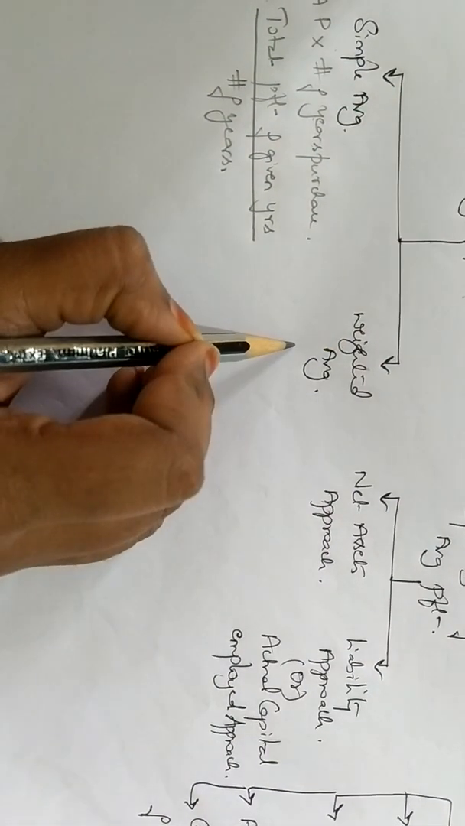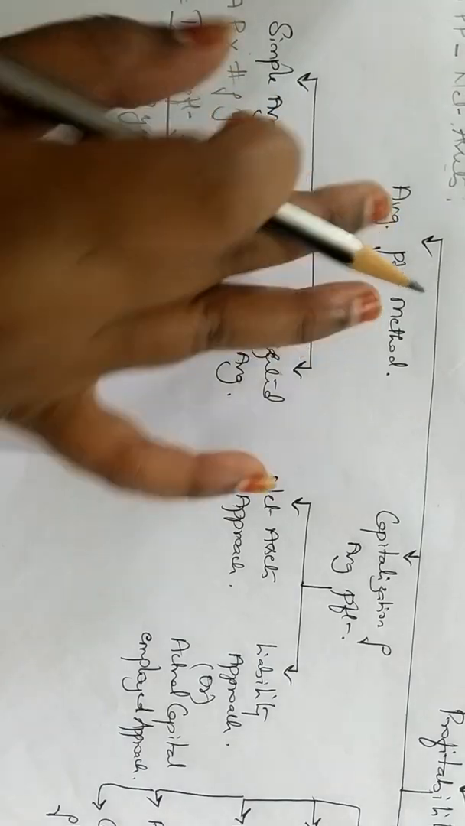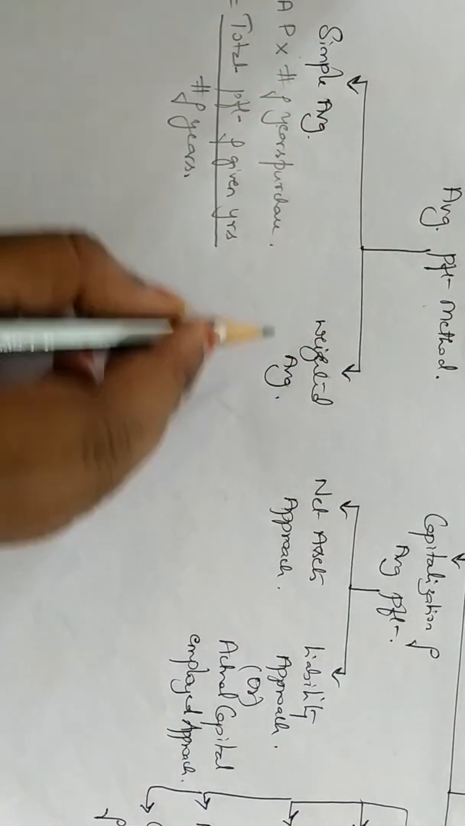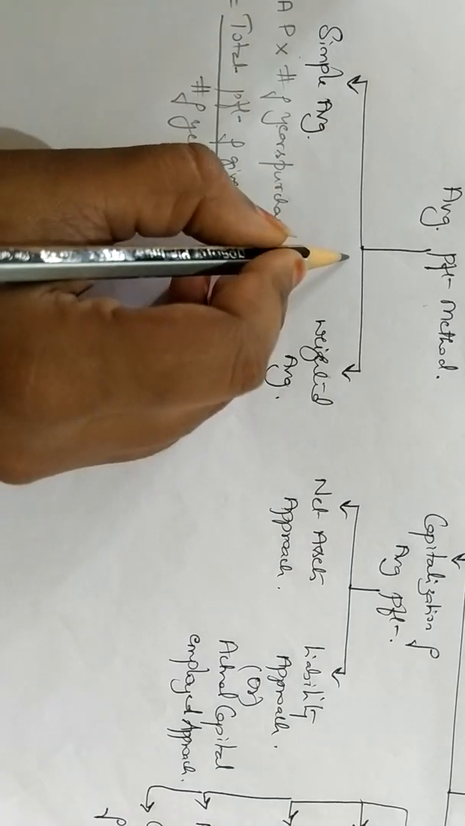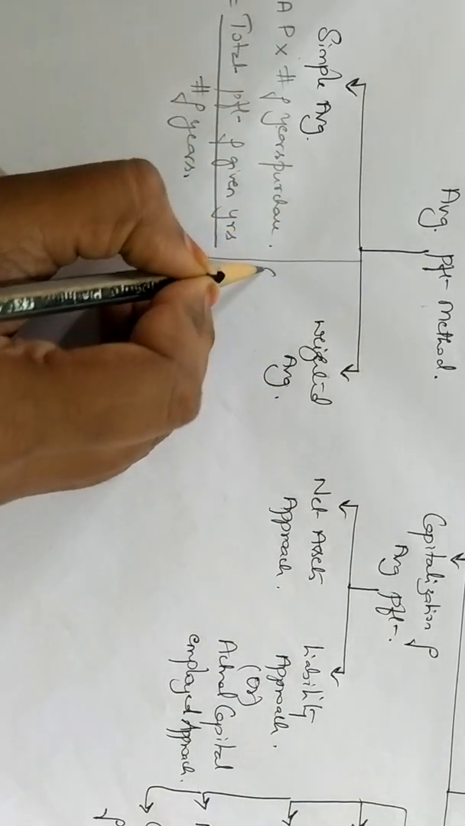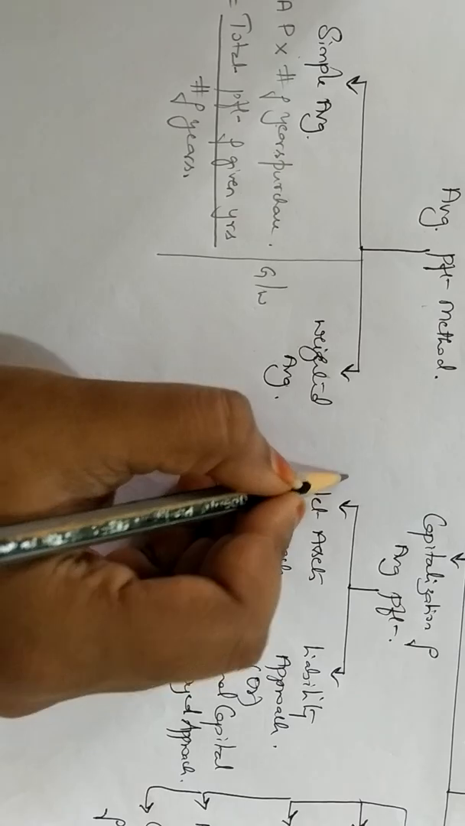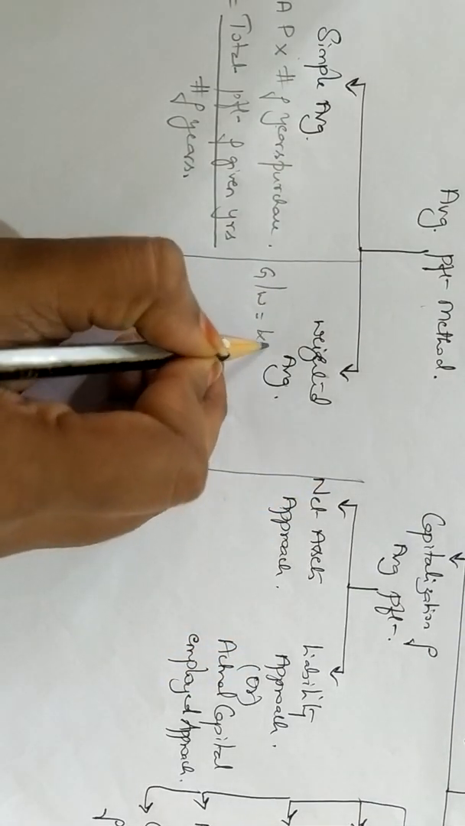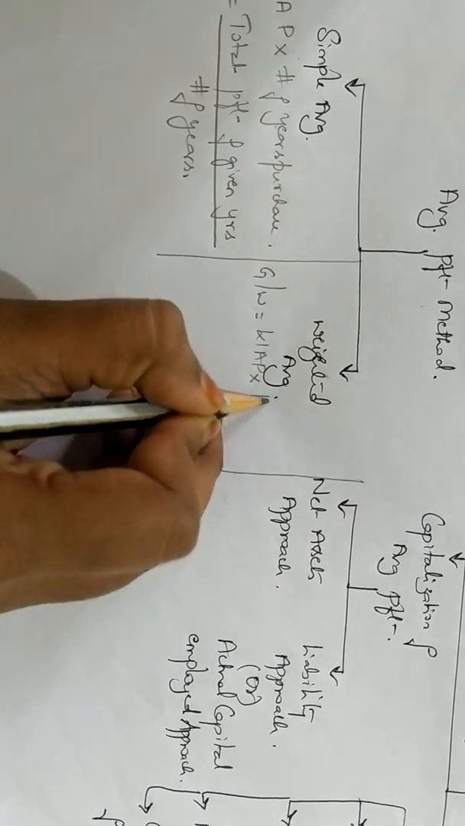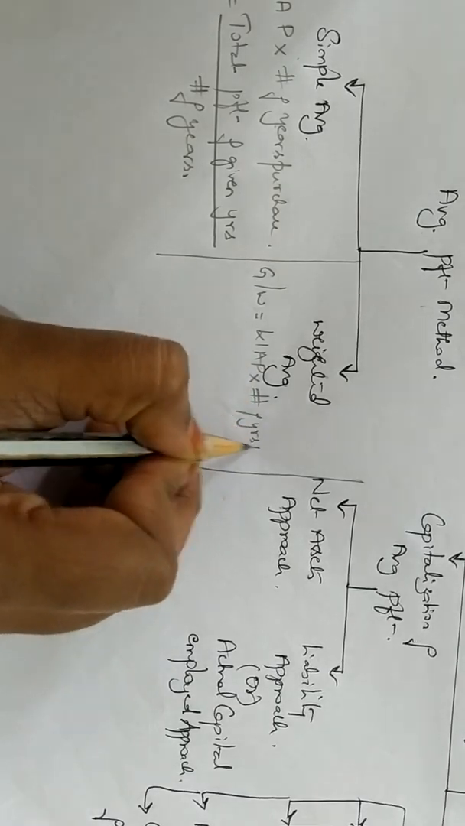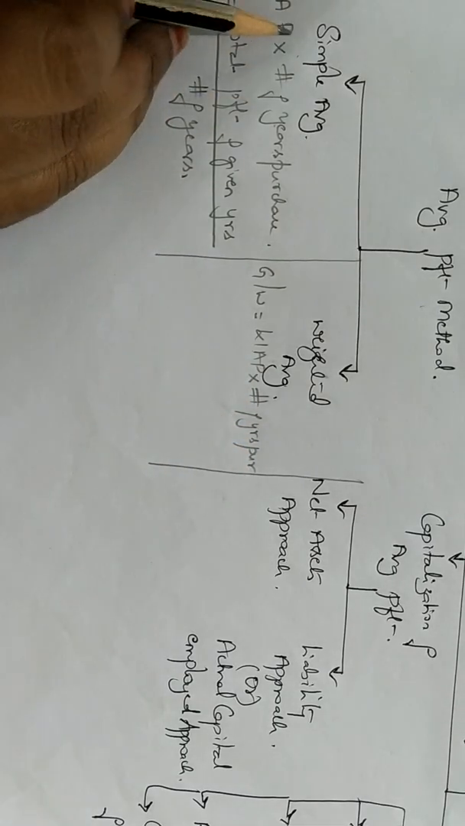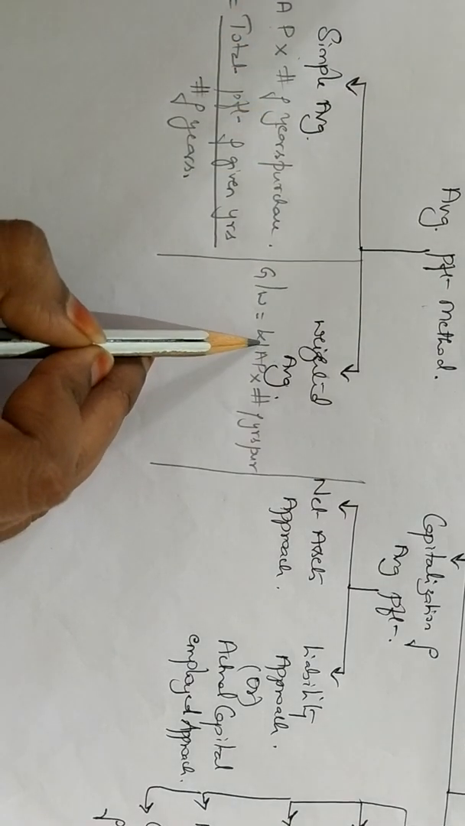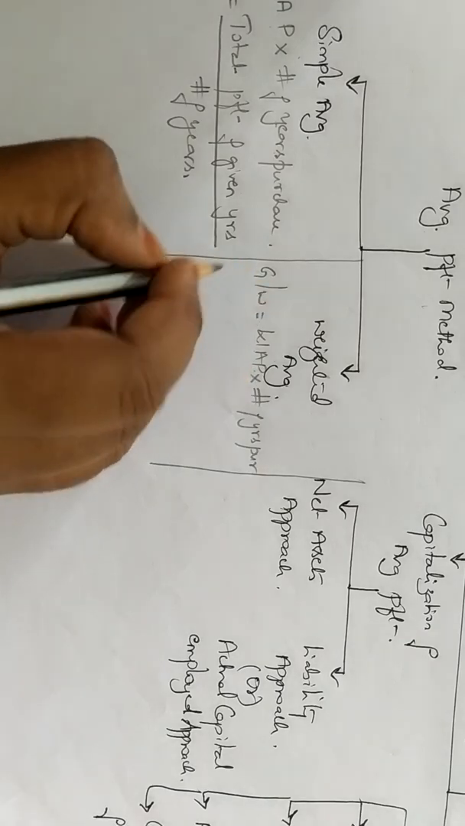Now for the weighted average, all this comes under your simple average profit only. So for the weighted average also, the goodwill formula is the same. Again here, goodwill is weighted average profit into number of years purchase. Here also it was SAP into number of years purchase. Here, instead of SAP, it is weighted average profit.